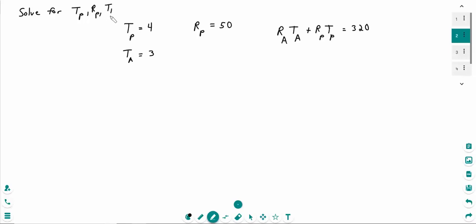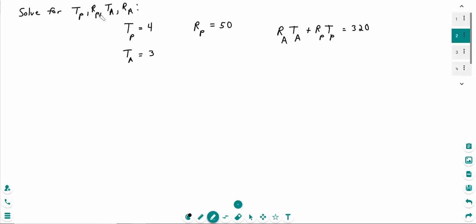and t sub a, and r sub a. So we have 4 variables here. And just as a rule of thumb, in order to solve for variables, generally, if you have 4 variables, that would indicate that you need 4 equations. It's a nice general rule of thumb.